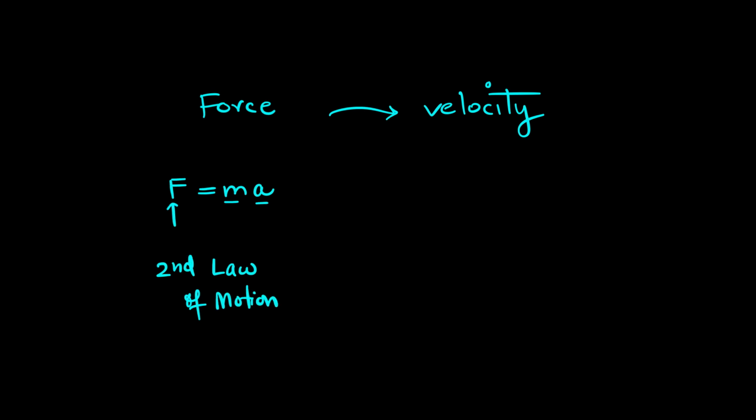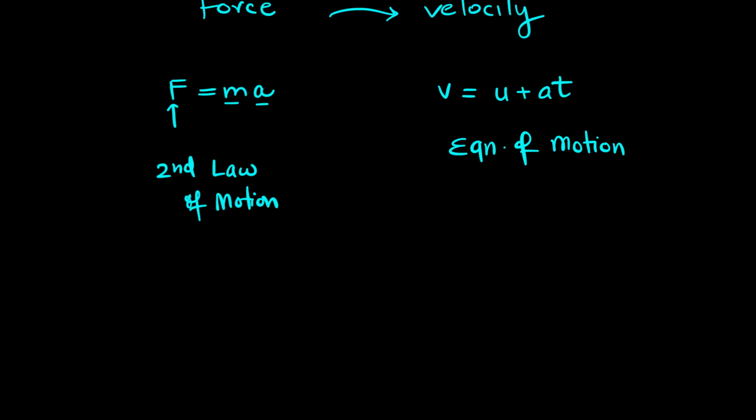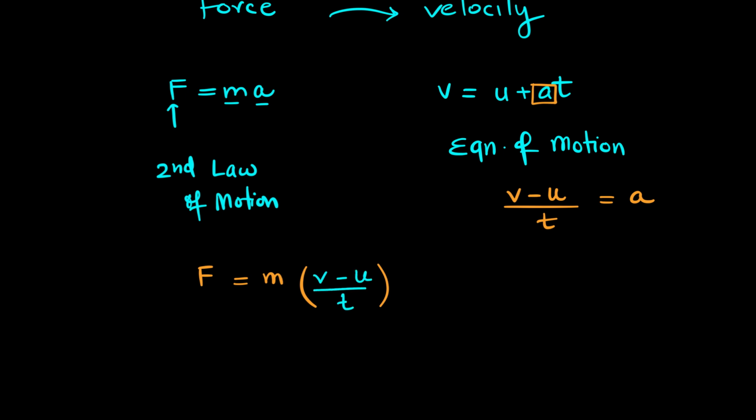Also, we have the equations of motion, the most prominent one being v = u + at, and we know that equations of motion are only valid for constant acceleration. Now, let's rewrite this equation. F = ma, and let me make a the subject: (v - u)/t = a. So let's plug in this expression instead of a over here. So we have (v - u)/t.